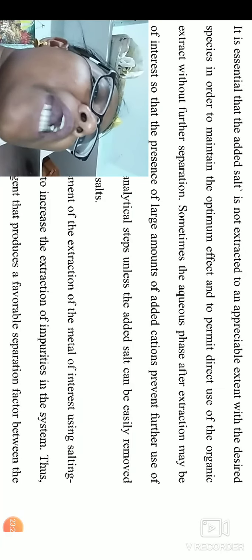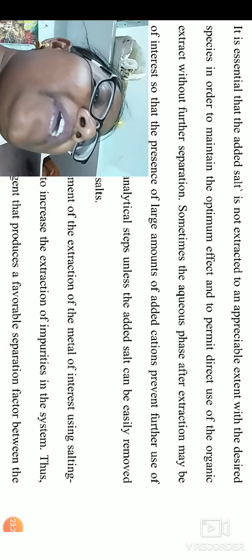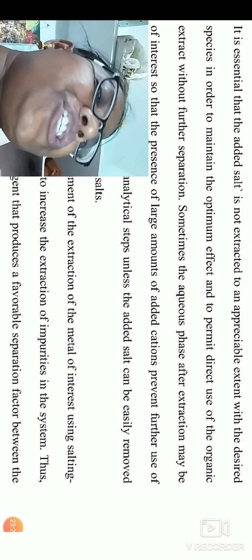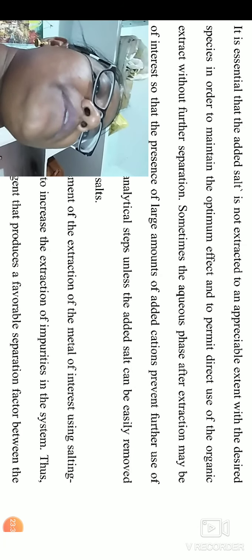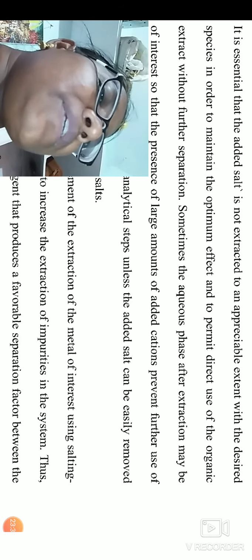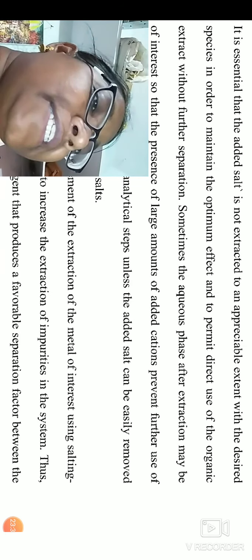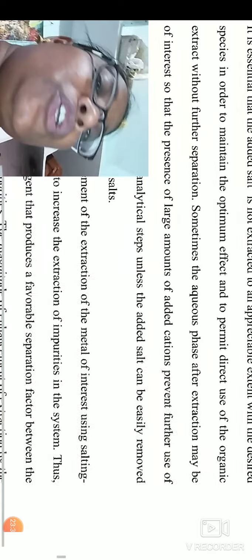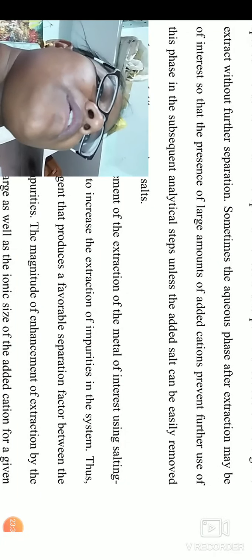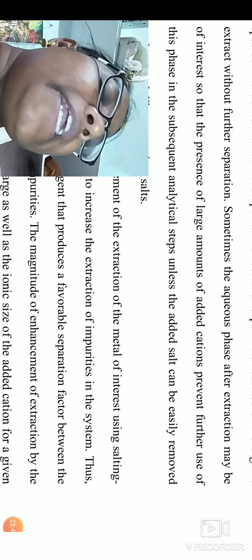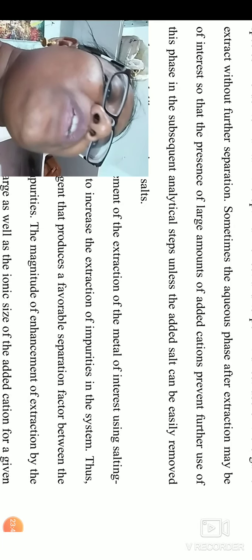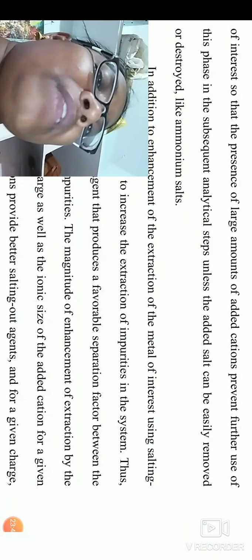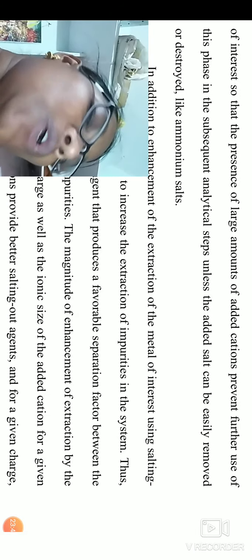separations. Sometimes the aqueous phase after extraction may be of interest, so the presence of large amounts of added cations prevents further use of this phase in the subsequent analytical steps unless the added salt can be easily removed or destroyed, like ammonium salts.